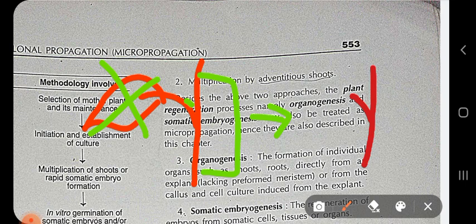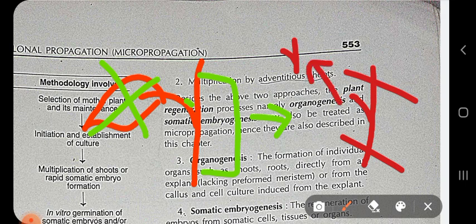Okay, only the Y shape. We have to cut this one also to make a little exposed part like this, like an eggplant. Okay, so the adventitious shoots are also being used for micropropagation.